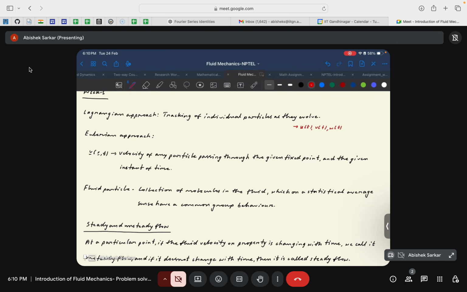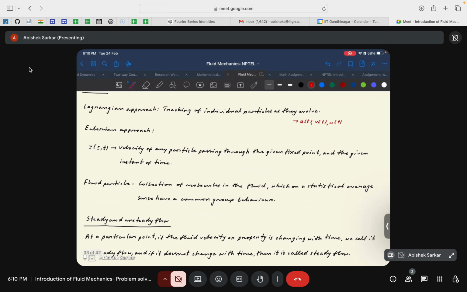or in a generalized case, how the flow across the domain results in the variation of forces, and evaluate those forces by considering the control volume approach. Okay, so that is what the Eulerian approach means. Or from the perspective of fluid particles, a fluid particle is a collection of molecules in the fluid which on a statistical average sense have a common behavior.